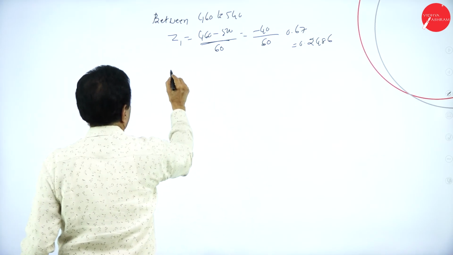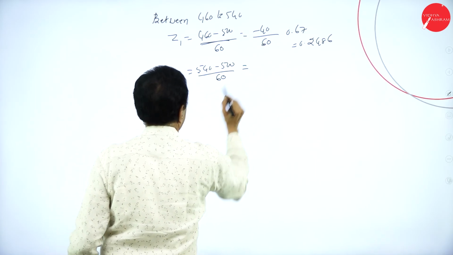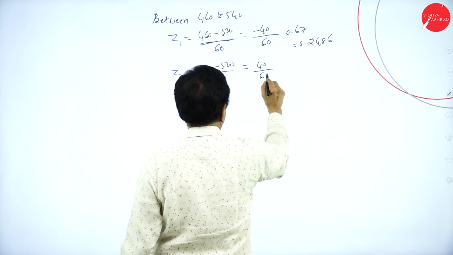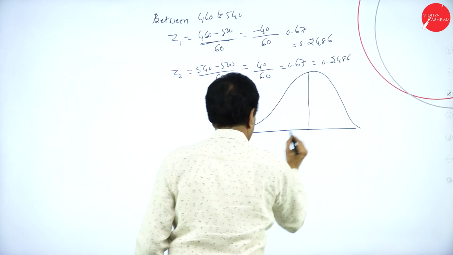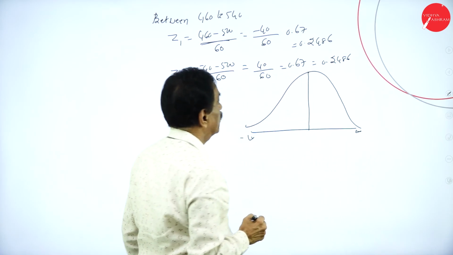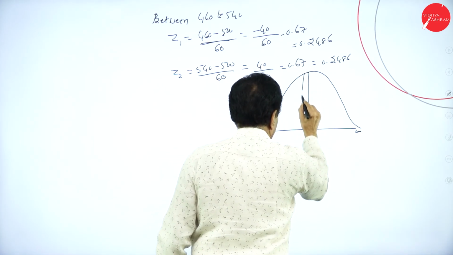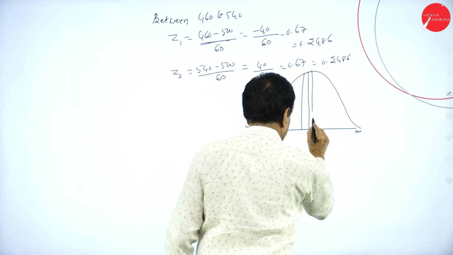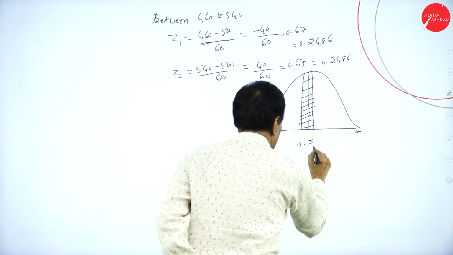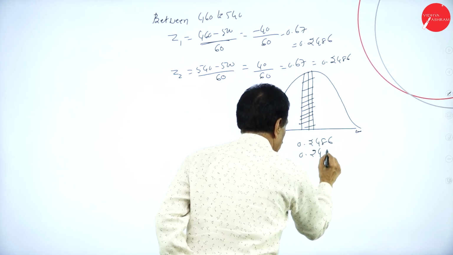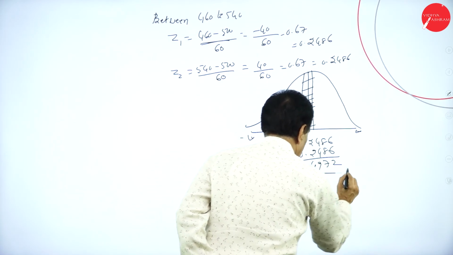Then Z2: 540 minus 500 divided by 60. This is plus 40 over 60, 0.67. Value 0.2486, negative, positive. What is the first one? This is minus 0.67. Here, positive 0.67. So 0.2486 and 0.2486, added, gives 0.4972.